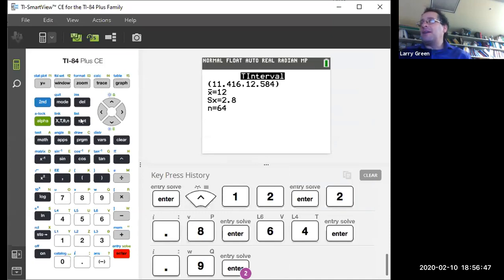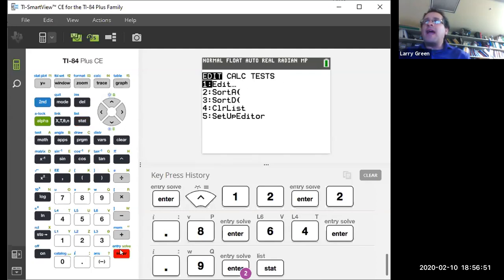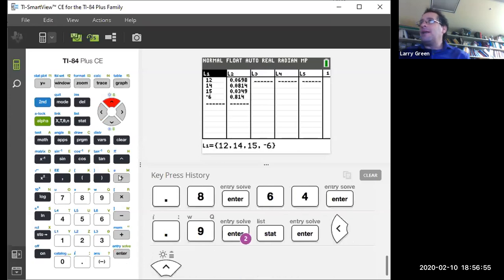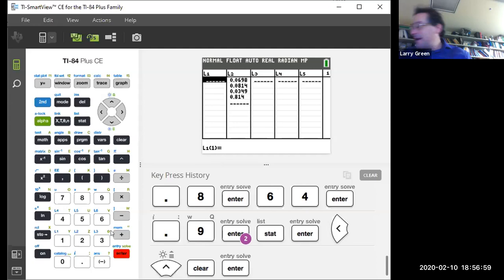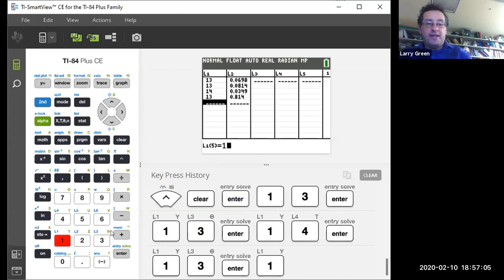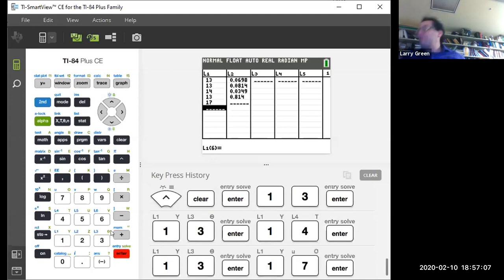And we are going to go to stat. Now I'm going to go to edit. I'm going to go to L1 and I'm going to clear it out. I'm going to put the numbers into L1, which is 13, 13, 14, 13, and 17. Any questions on that?